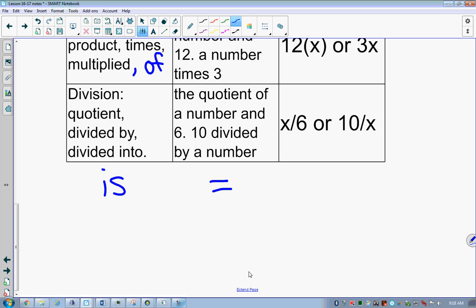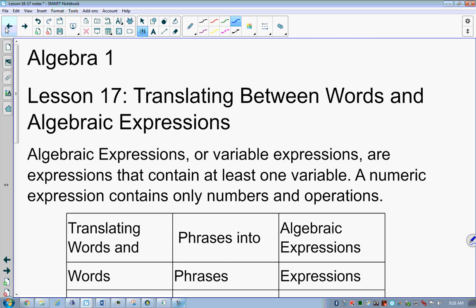All right, so 4 plus 5 is 9. Okay, is a word that we can substitute out with equals. Okay? So those aren't in there, but those are ones that I wanted to talk about. All right, I think that's the extent of what they're giving you in 17. And make sure that I didn't miss anything. Okay, that looks like it.